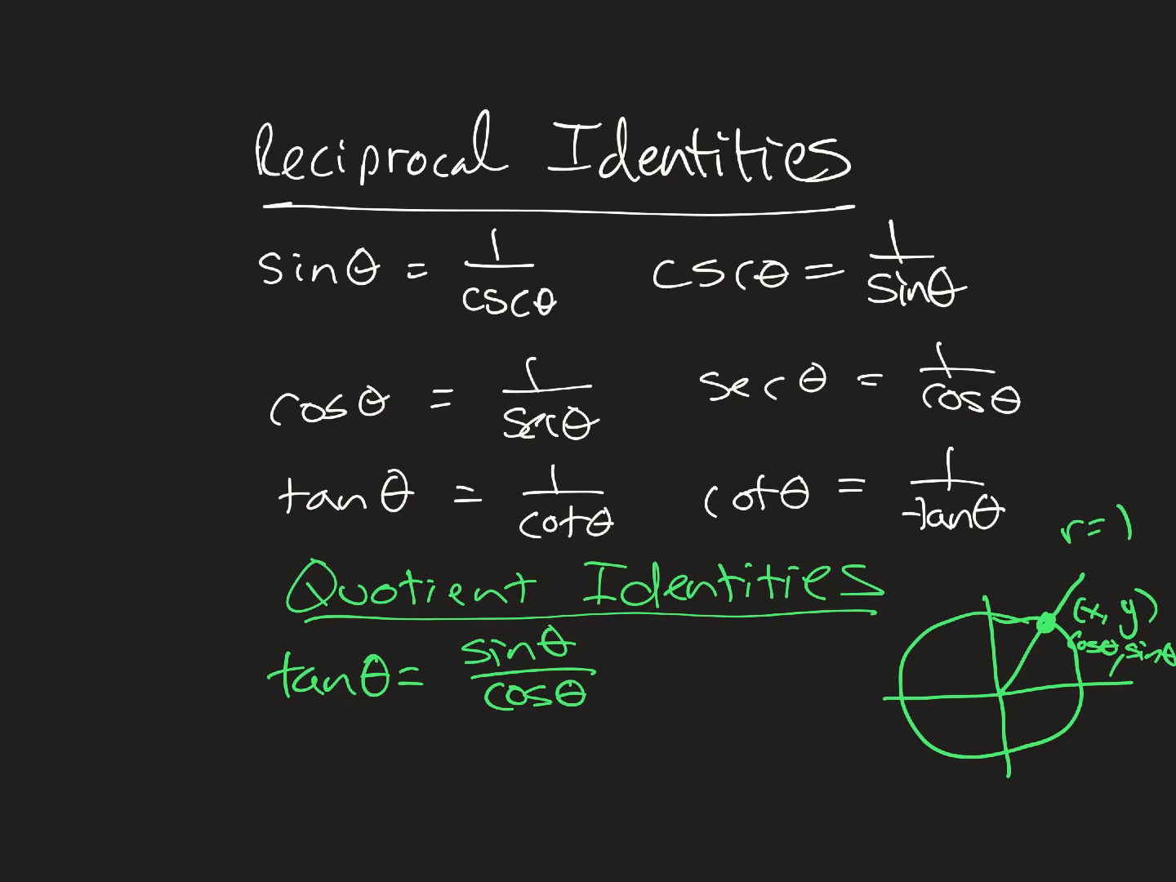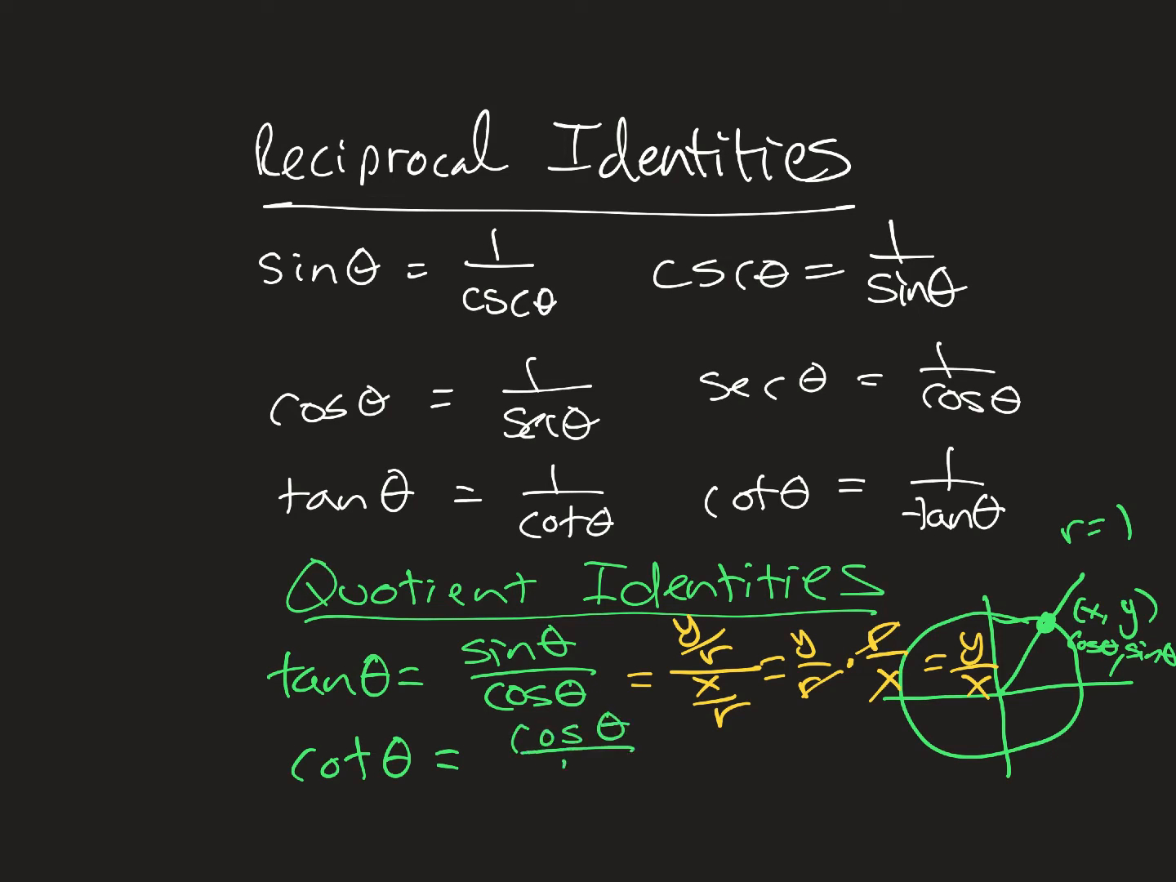But if r isn't 1, it still will be sine over cosine, because if we think about plugging in what sine theta is in terms of its definition, it's y over r divided by cosine, which is x over r. And when we divide fractions, we multiply by the reciprocal. So r over x, the r's cancel, we get y over x, which is tangent. Well, if that's true, then given tangent and cotangent are reciprocal functions, cotangent of theta is the reciprocal of that. It's cosine theta over sine theta. Those are the quotient identities.